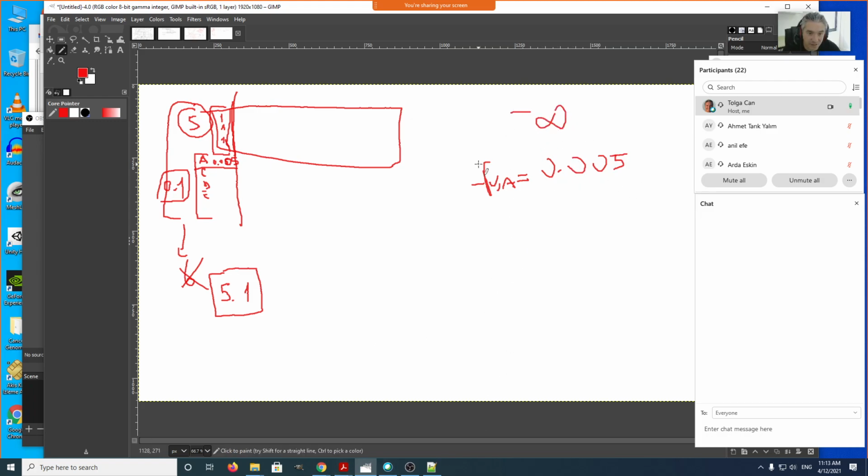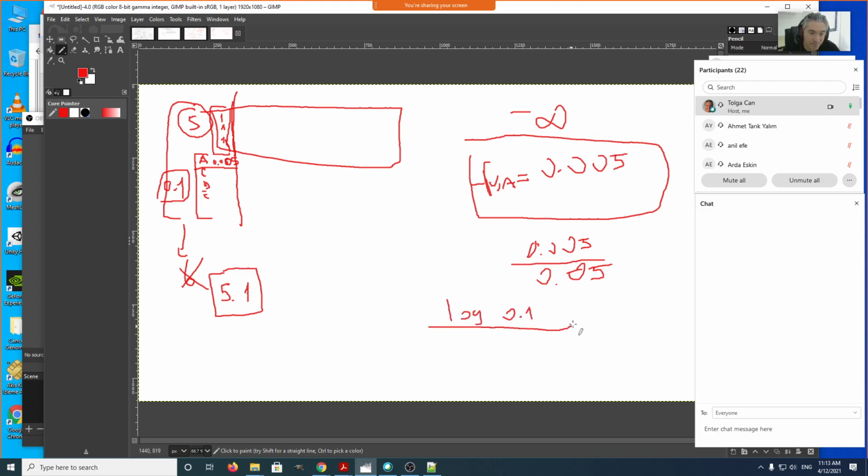If you plug this into your formula this time, you're going to get 0.005 over its expected occurrence. For example, if its expected occurrence is 0.05, this is going to be 0.1, and log 0.1 is going to be -1, for example. You're going to get a negative mismatch penalty of -1.